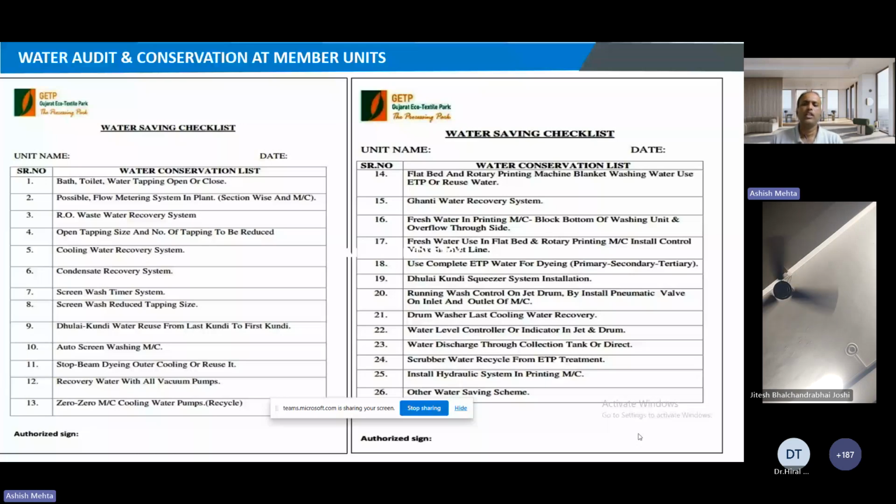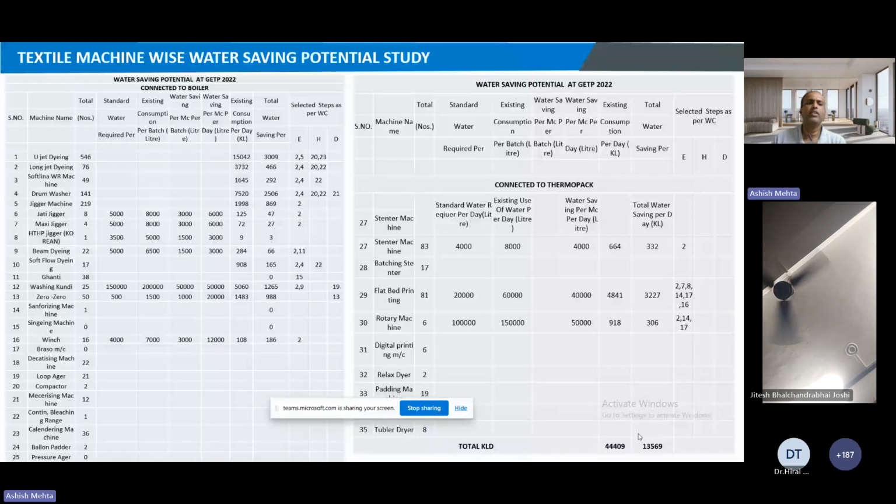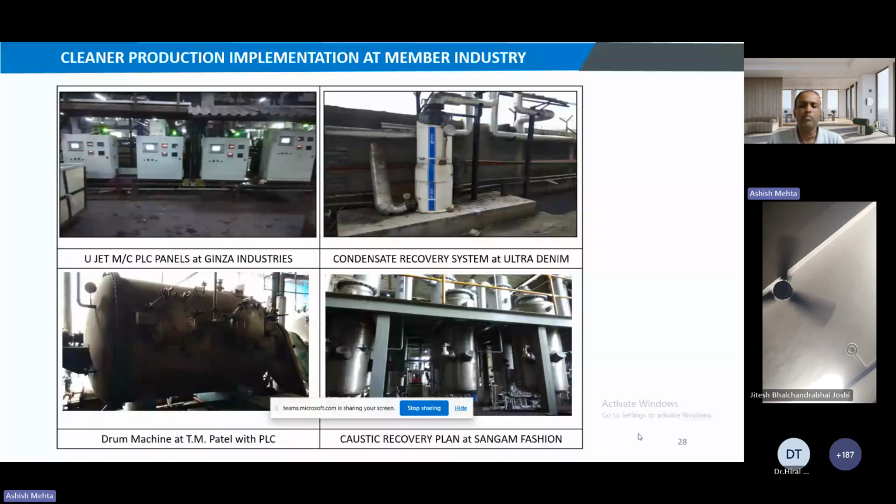Then water audits overall, machine wise and plant wise, the potential of water saving, and again a classification into easy, hard and difficult measures we worked out. And these are the actual implementations at different locations. At many places, units have gone for automation in drum machines, jigger machines, jet dyeing machines. There are units who have implemented condensate recovery and caustic recovery plants.